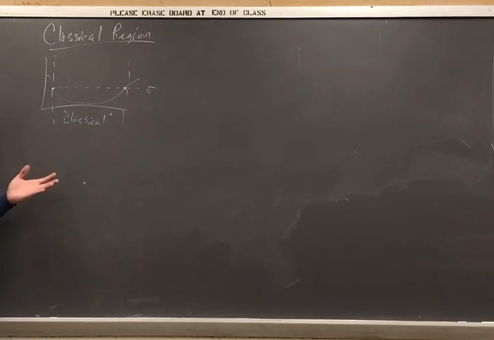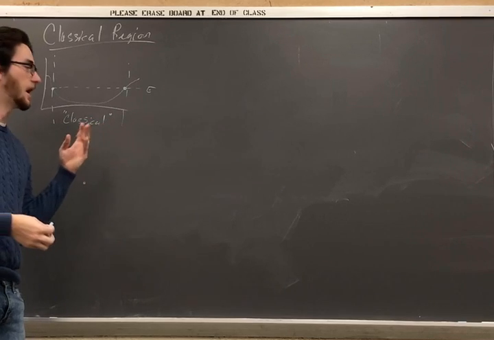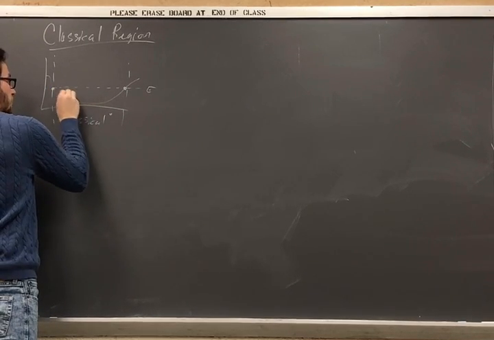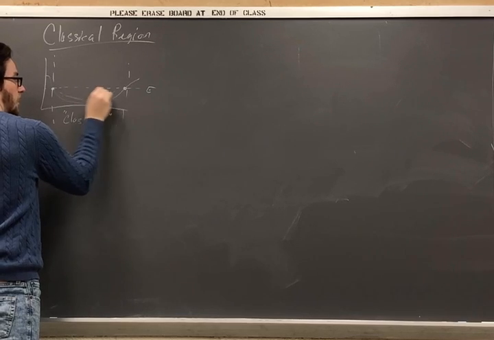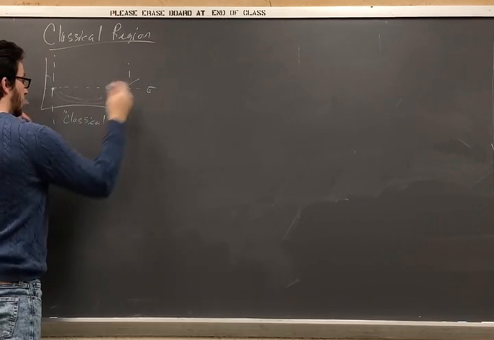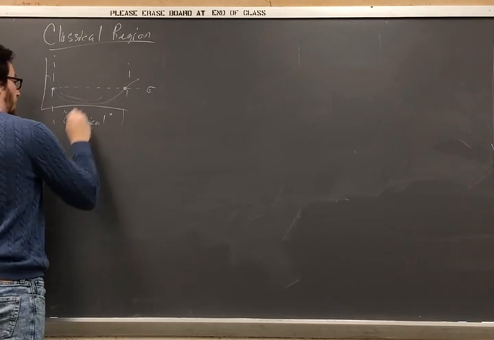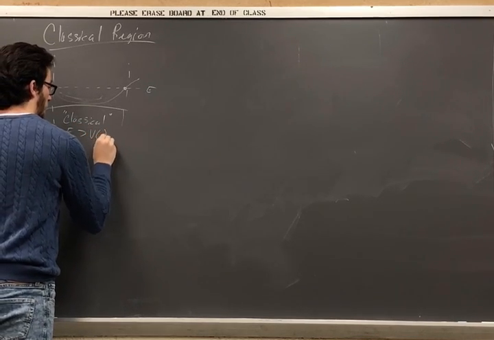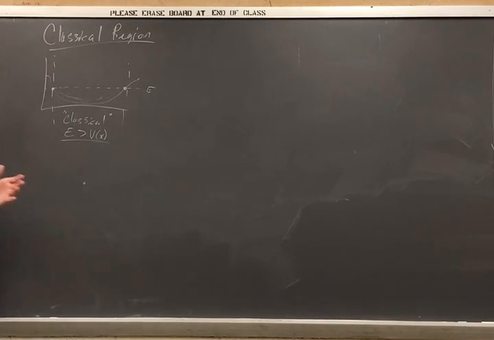And it's called classical because we understand what happens there, right? If there's a particle in a potential well, it's just going to rock back and forth and only go in here. It's not going to leave. Okay, so that is where our E is greater than our V. So that's what we call the classical region.